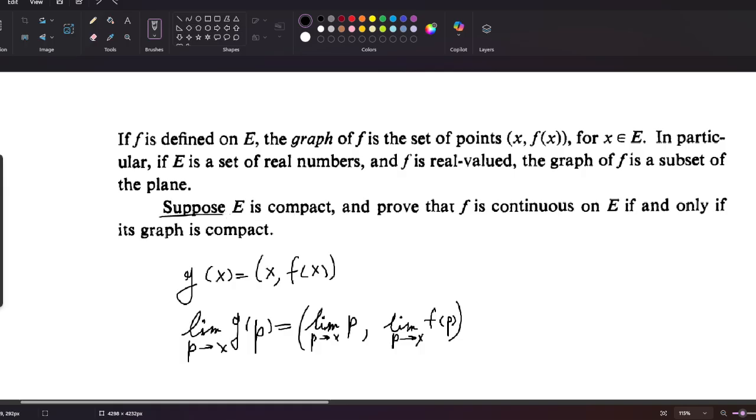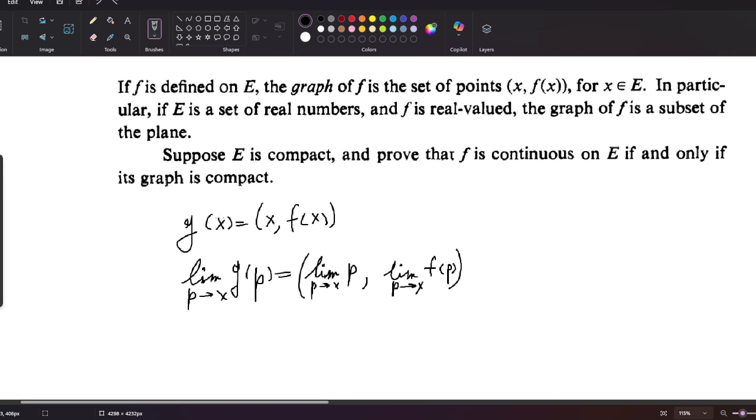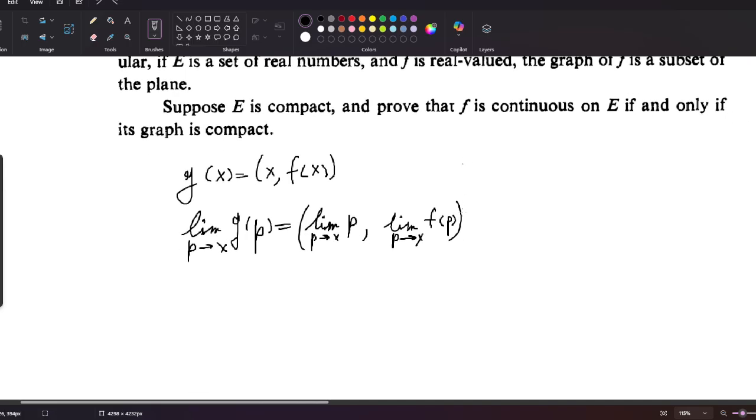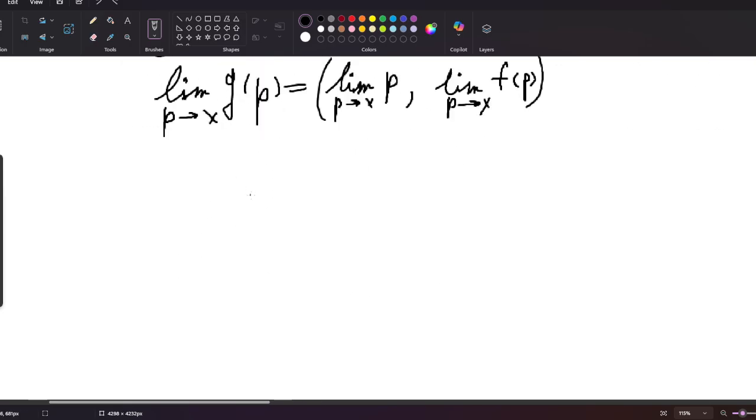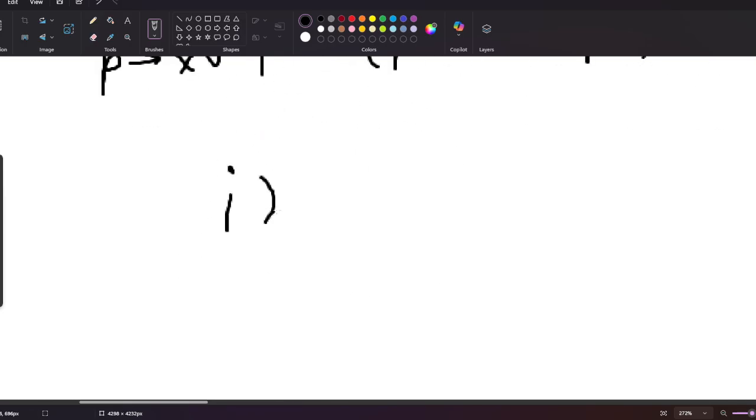We have to prove that if E is compact and f is continuous on E, then the graph is compact, and vice versa. It's if and only if. So the way I'm going to review it is on a case-by-case basis. The first one, let's say that f is continuous.